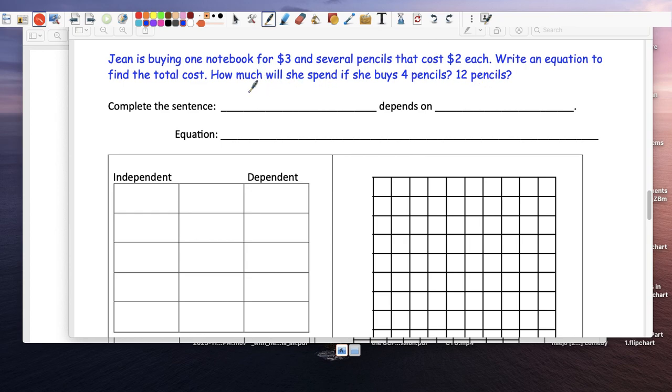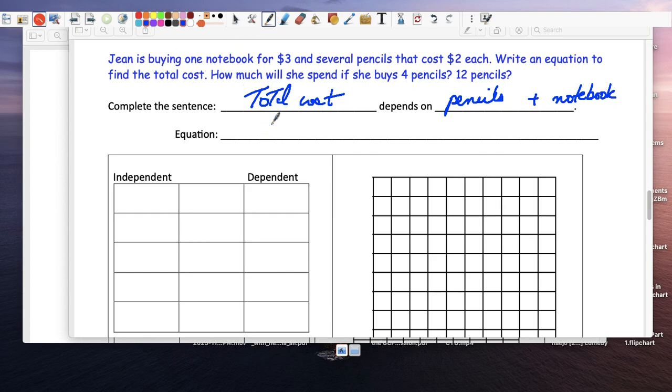Well, complete the sentence. So the total cost is going to depend on the number of pencils that she buys, plus the one notebook that she bought. That's the one thing that repeats. It's plus 3, and then what changes is the number of pencils.